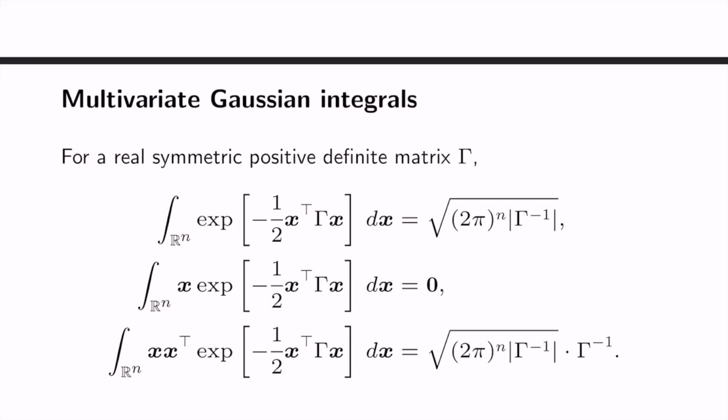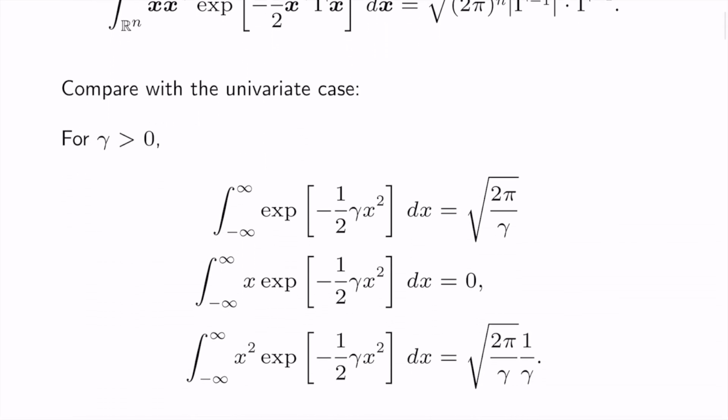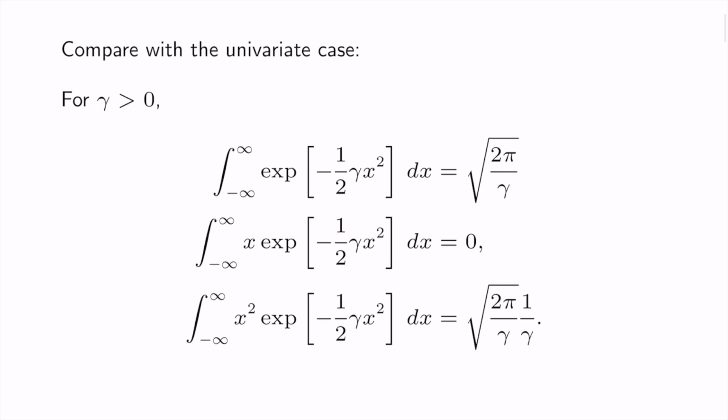In this video, we derive these formulas for the multivariate Gaussian integrals, where this gamma is an n by n matrix that is real, symmetric, and positive definite, and X is an n-dimensional column vector. Okay, let's start. To begin with, we assume that you already know these formulas for the univariate case.